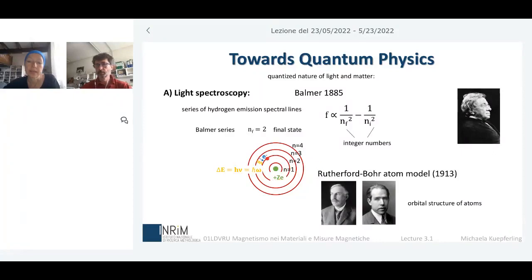So electrons in the Bohr atom model can only stay on quantized orbitals, and they are characterized by integer numbers. And a transition, of course, has to be from one orbital to another orbital. And you can see here that the Balmer series would be all transitions to the final state of n equal to 2 quantum number.